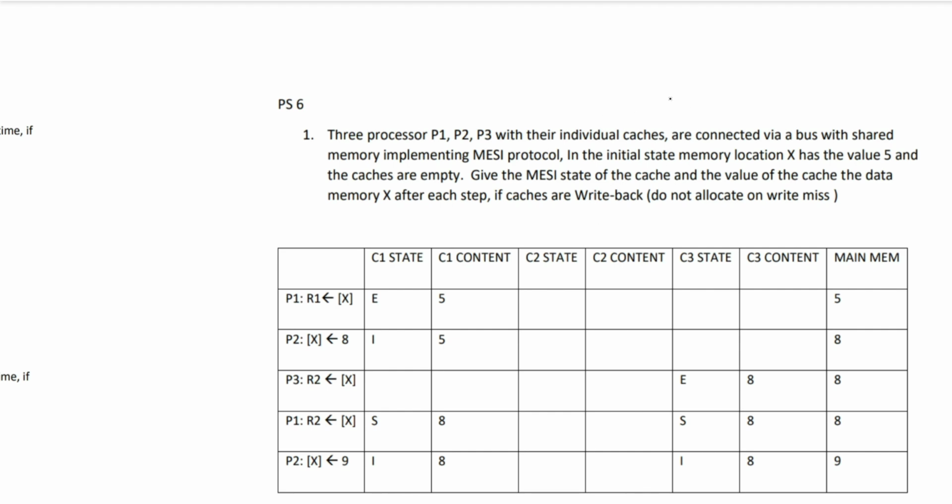There are 3 processors with individual caches. They're connected via a bus. In the initial state, memory location X has the value 5, and the caches are empty.